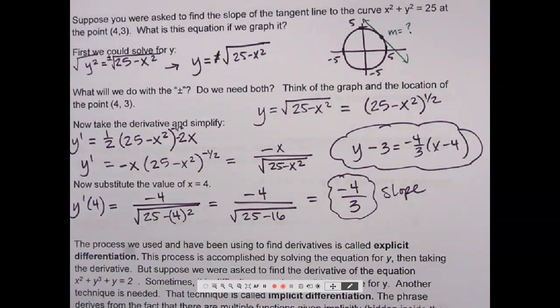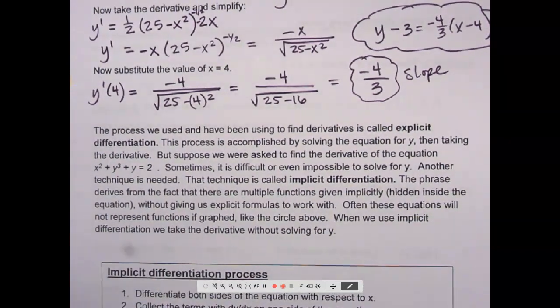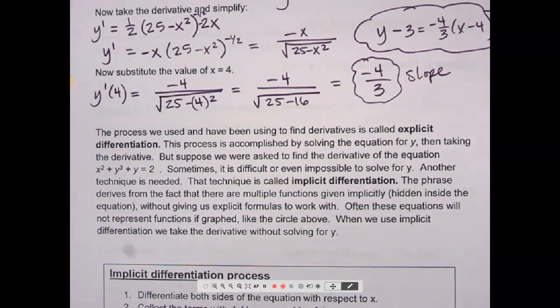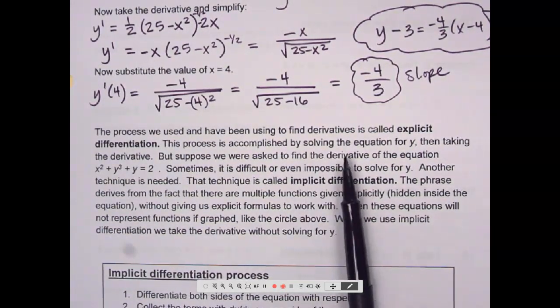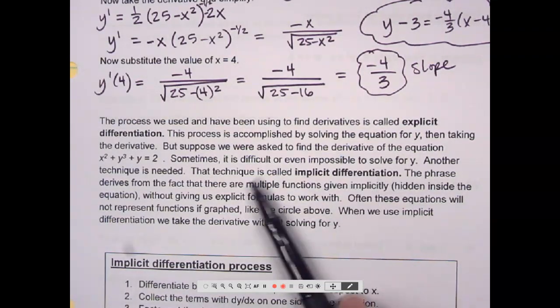Okay, so this process we used and have been using to find derivatives is called explicit differentiation. This process is accomplished by solving the equation for y, or up until just now, we've had our equation provided to us in that form, y equals. Then we took the derivative.